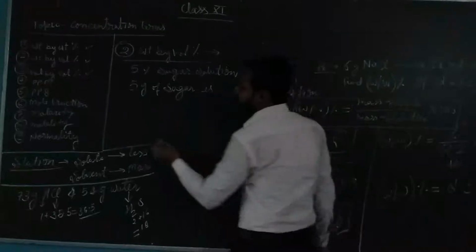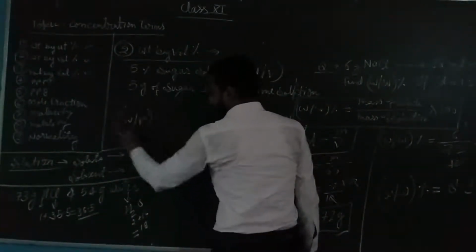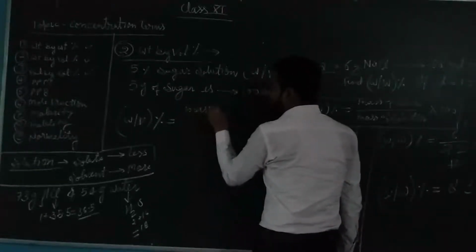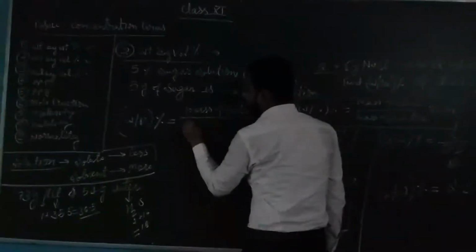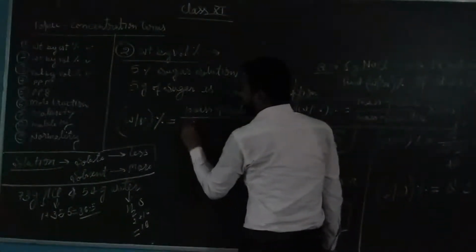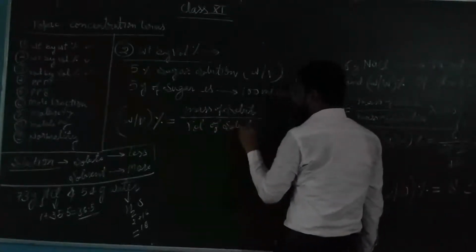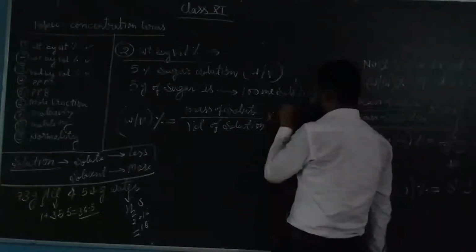So finally we can write the formula. Weight by volume percent is equal to mass of solute upon volume of solution into 100.